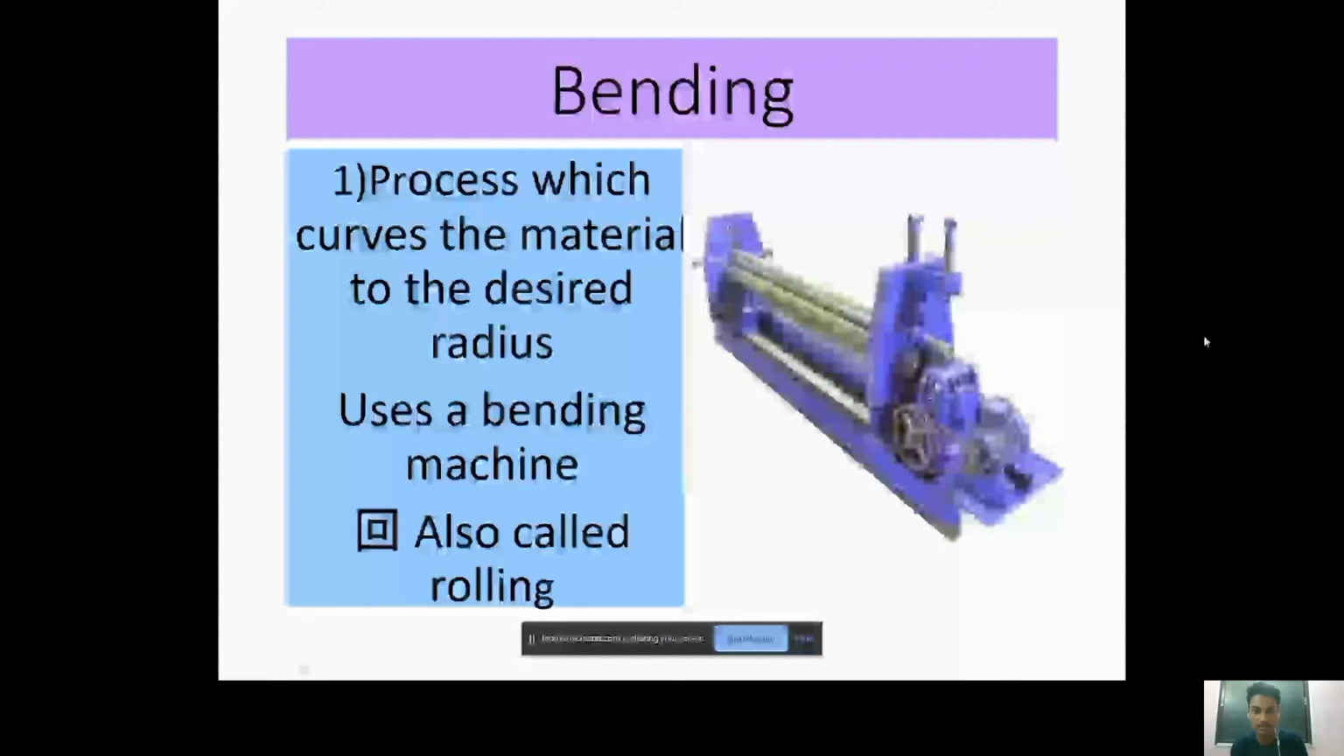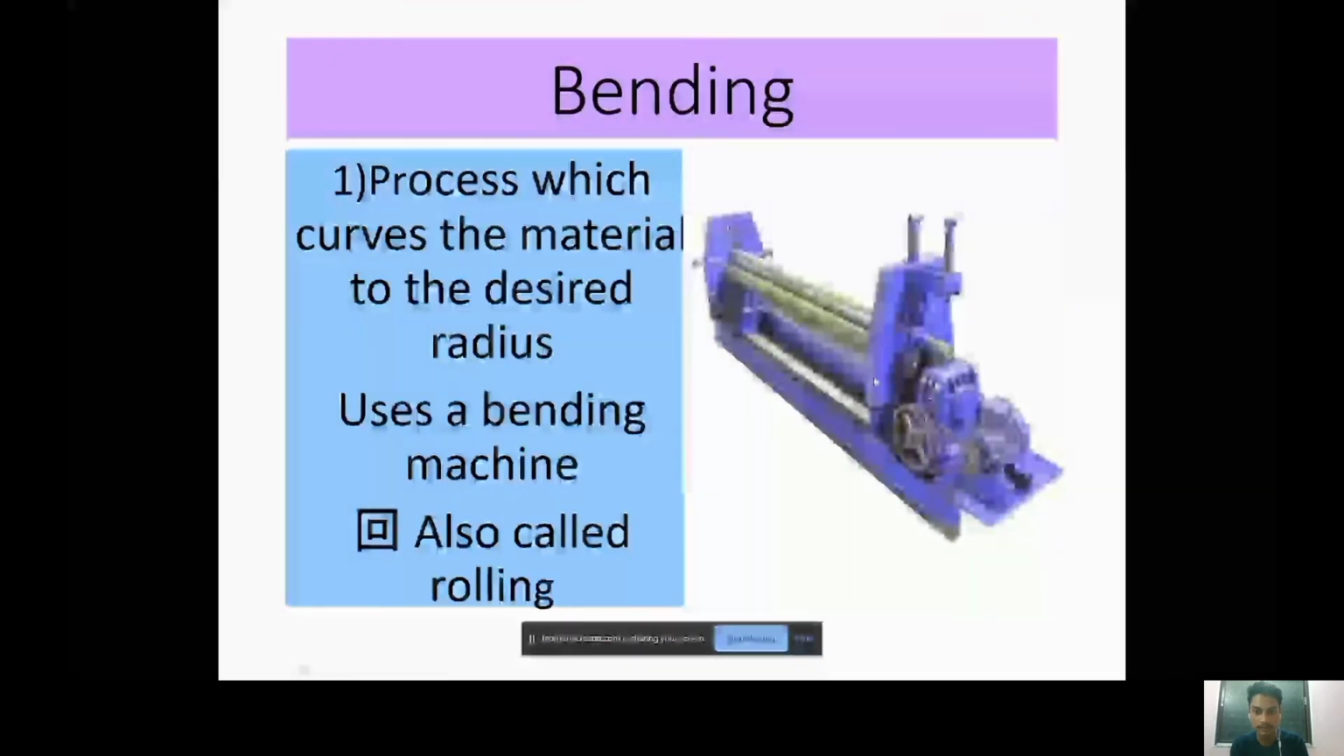Next is bending. This is a bending machine. In this process, a material is curved to the desired radius using the bending machine. It is also called rolling, and this is called a rolling machine.